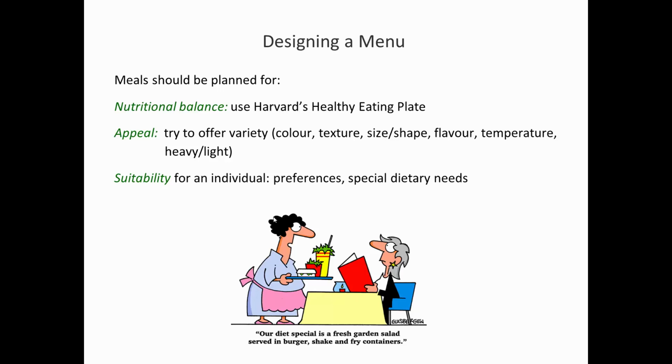There are three main things. Your meals should be planned for nutritional balance, and again, using that simple healthy eating plate is a really good way to make sure you've got enough fruit and vegetables and enough protein and enough whole grains and so on.